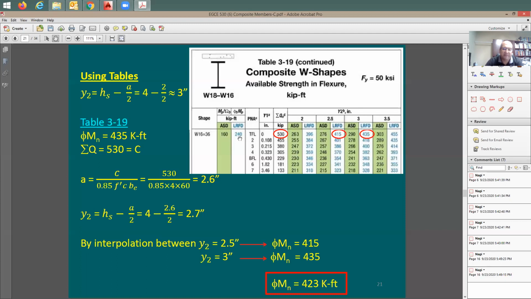If you have W16 by 36 and the top is fully braced, you can take Mn from here. If you're doing ASD design, you're going to be using this green shaded column. It's going to be 160 kip-foot. So this is nice. Now, how is this value calculated? If you like to double check it, you take 0.9, which is a phi factor, times F sub Y, 50 KSI. So this table here is for 50 KSI, times Z sub X. And with that, you're going to get to this 240 kip-foot.